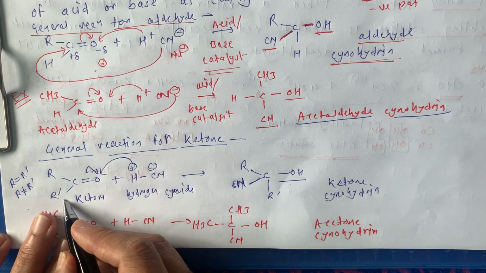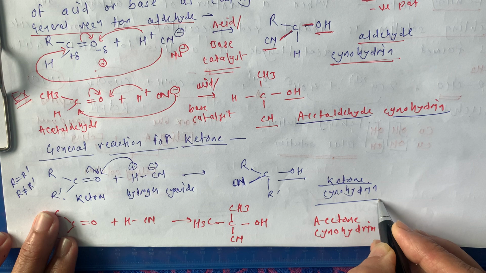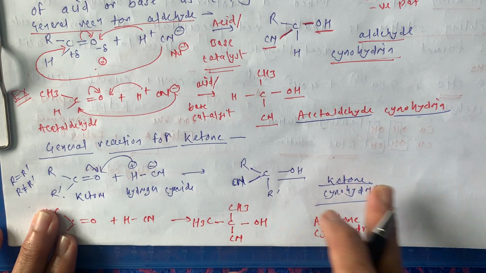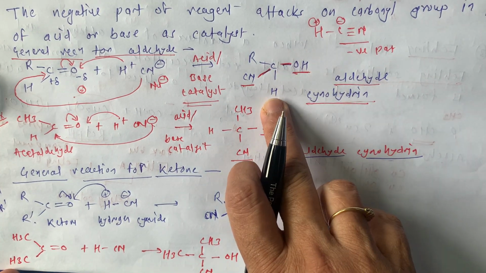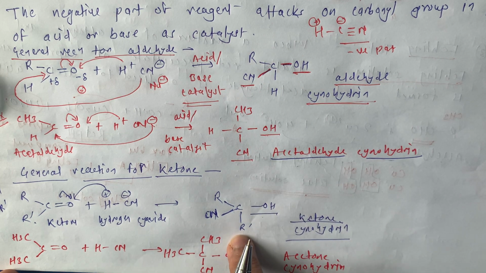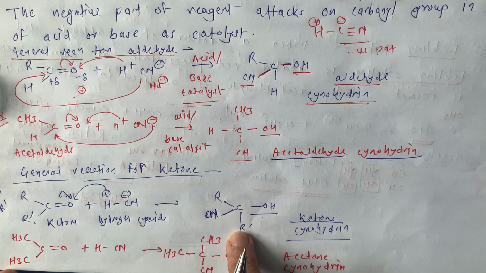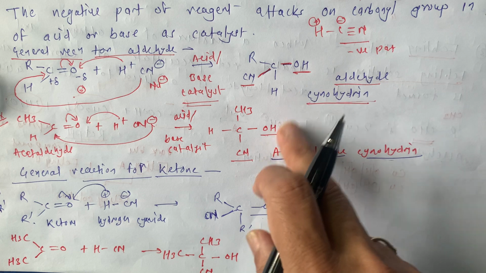When it starts from the ketone, the name of the compound is ketone cyanohydrin. So what is the difference between these two? Please understand. Here it is H, that H is from the aldehyde, while here it is R dash. This R dash is nothing but one of the alkyl groups of the ketone. This is the difference.